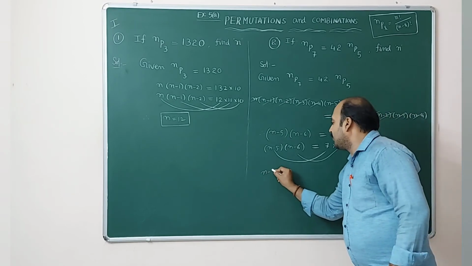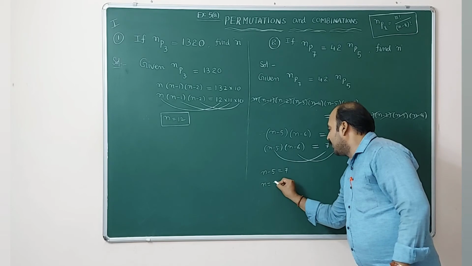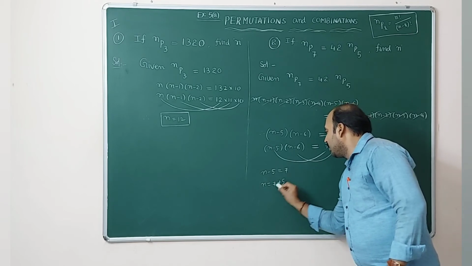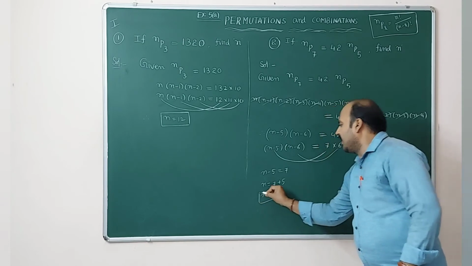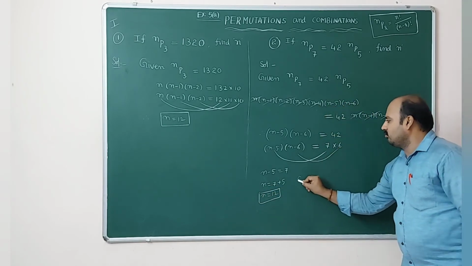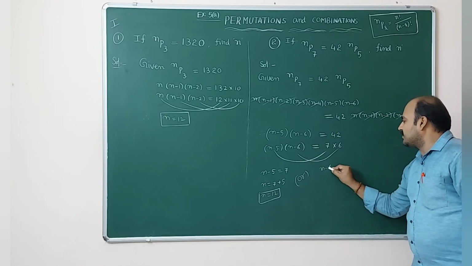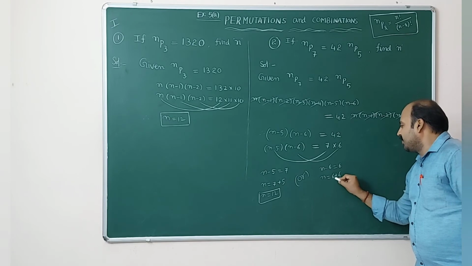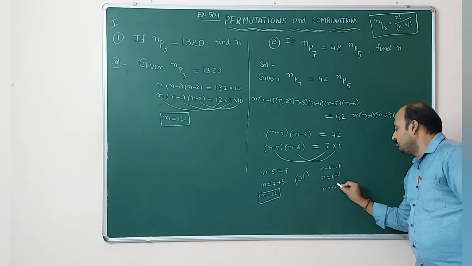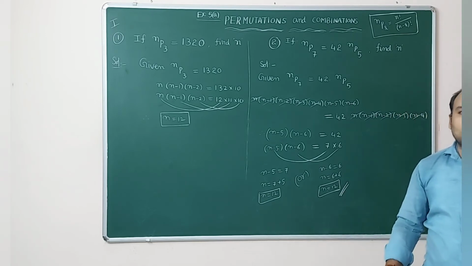So n minus 5 is equal to 7, so n is equal to 7 plus 5, so n is equal to 12. Suppose you have doubt regarding the n value, you can equate these two also: n minus 6 equals 6, n is equal to 6 plus 6, n is equal to 12. I hope everyone understands. I will move to the next question now.